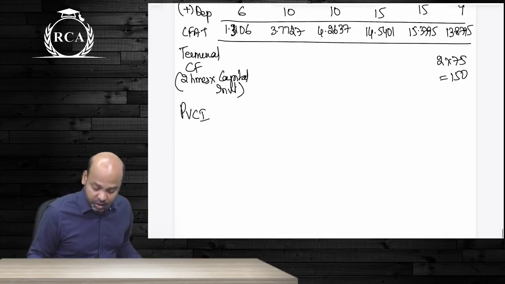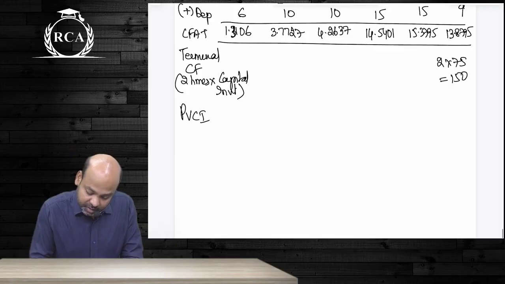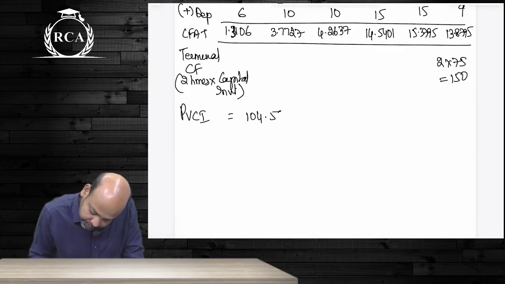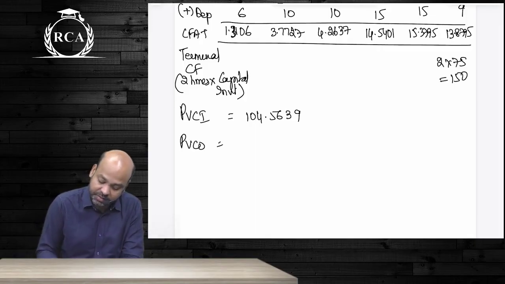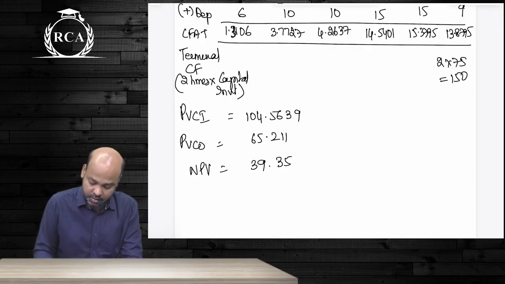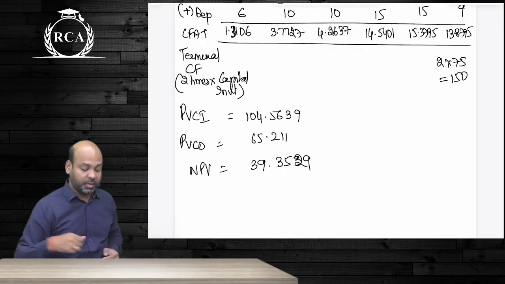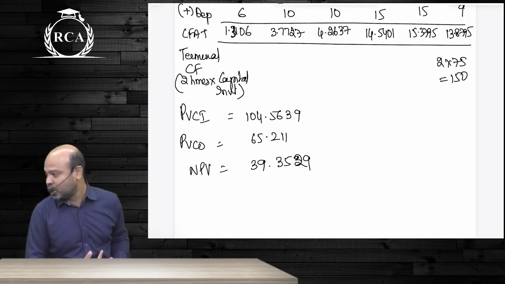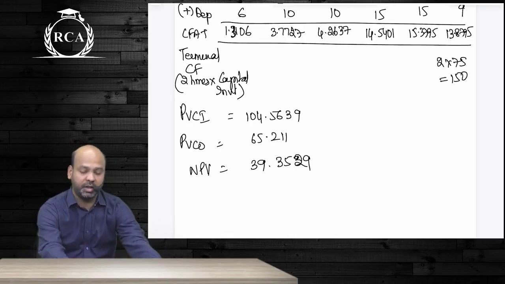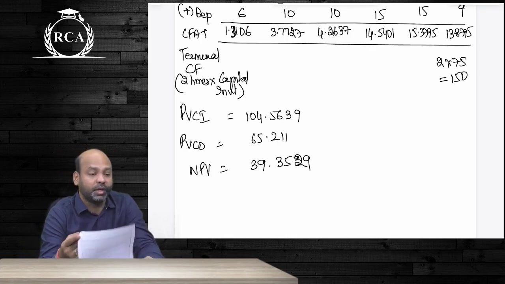Yes guys, are we all done with PVCI beta? कितना है PVCI बोल? 104.564 guys. PVCO beta 65.211. Therefore NPV beta is equal to 39.35. This will be the amount of NPV guys. The present value of cash inflows is 104.5639. PVCO guys is 65.211 and NPV beta is 39.3529. Are we all done with this?